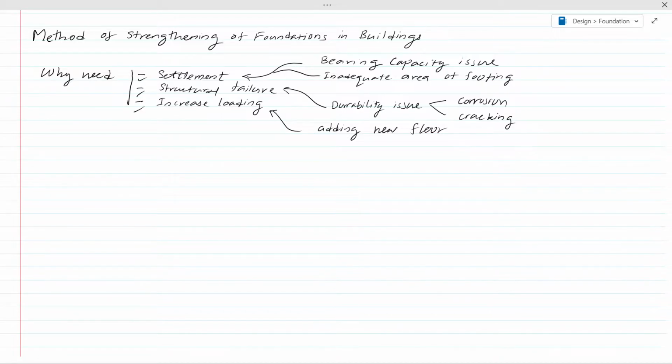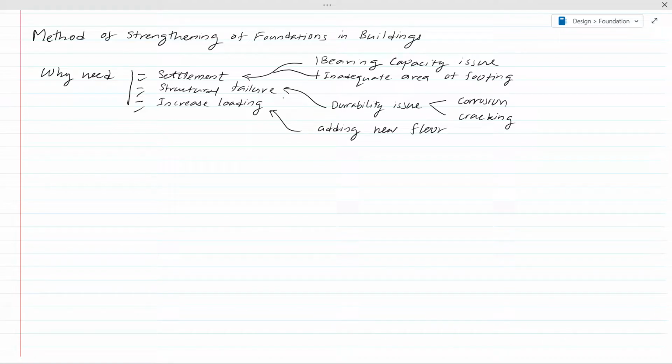Settlements. Why do we have a settlement? That could be due to low bearing capacity, or it could be due to an inadequate area of the footing. These two could be the main reasons for the settlement of the foundation. There are other reasons like weak ground conditions, which will be related to this. So if you have a lower bearing capacity, your foundation could settle. If you have an inadequate area, then the foundation could settle.